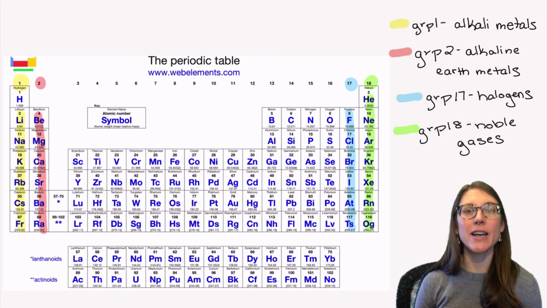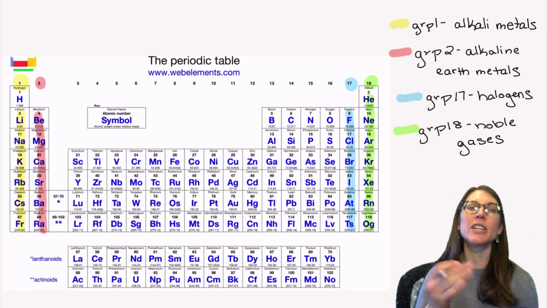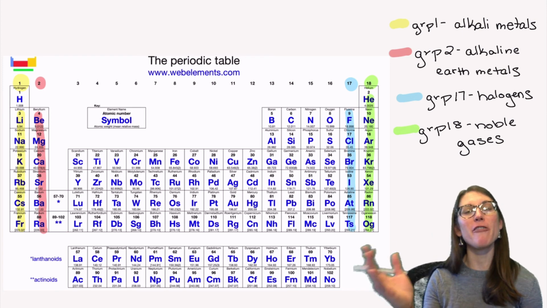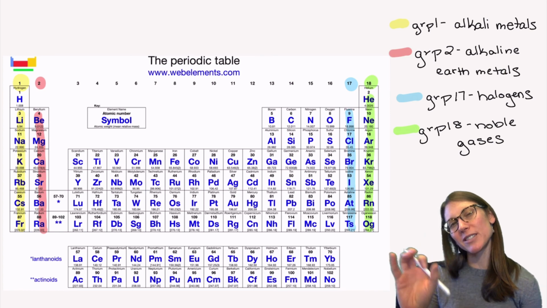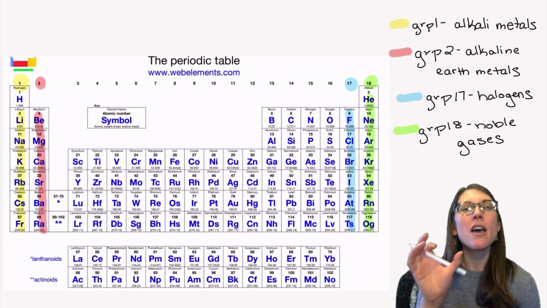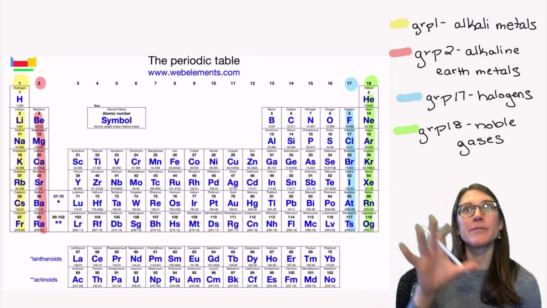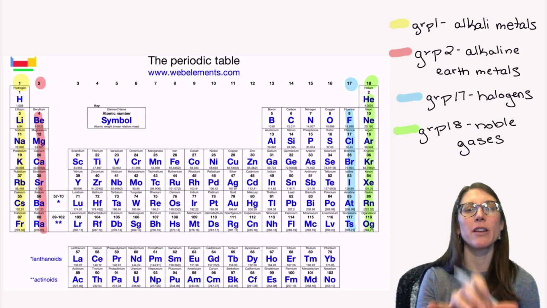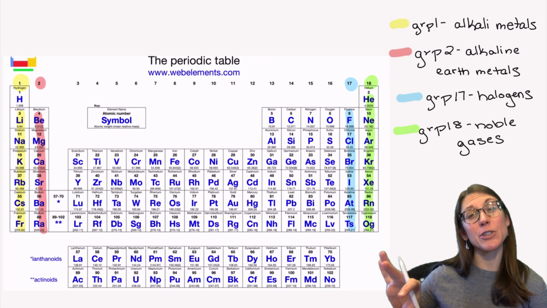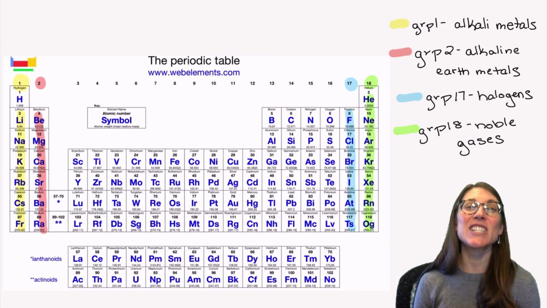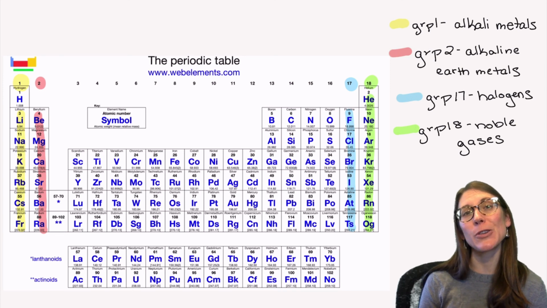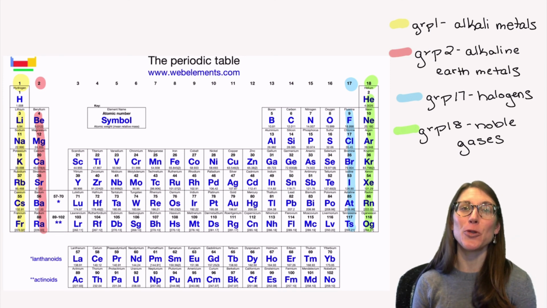So that's what we got, guys. We've got periods running horizontally. We've got groups running vertically. We have metals on the left side of the periodic table, non-metals on the right side, metalloids in between them down the zigzag line. We can talk about metals in smaller subsets as our transition metals, our post-transition metals, and our lanthanides and our actinides. And then lastly, we have some groups that you do need to know the name of: your alkali metals, alkaline earth metals, halogens, and noble gases.